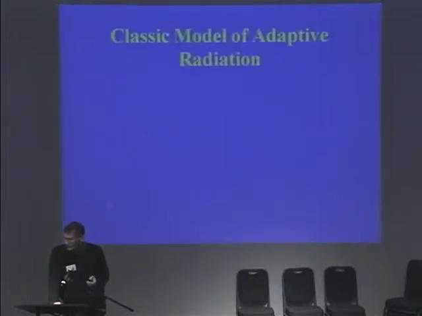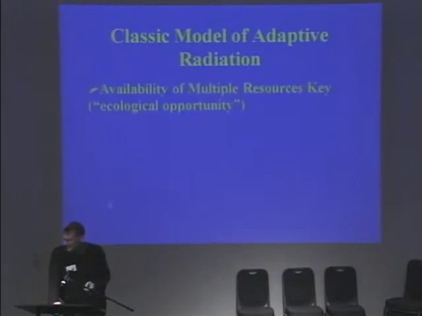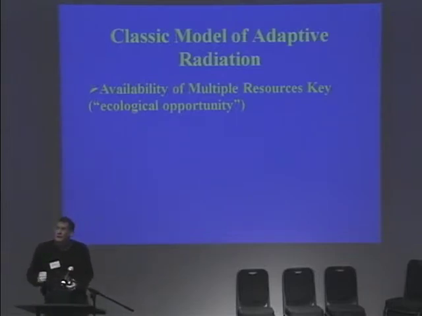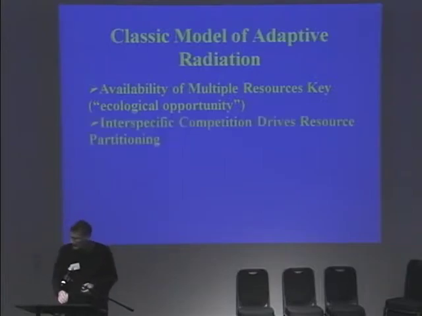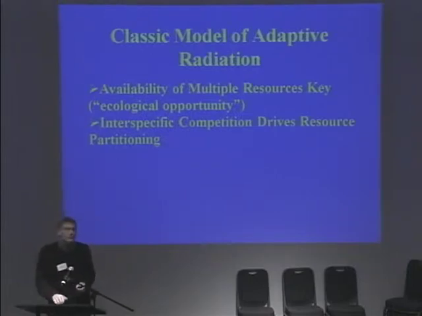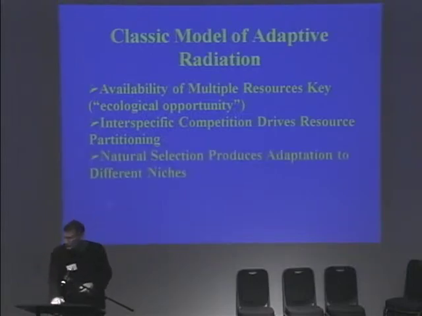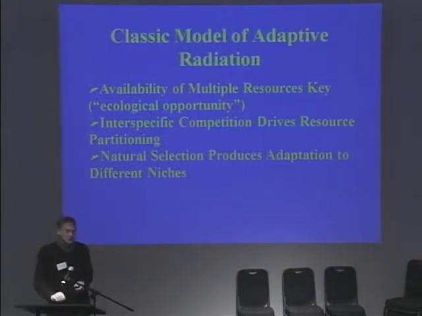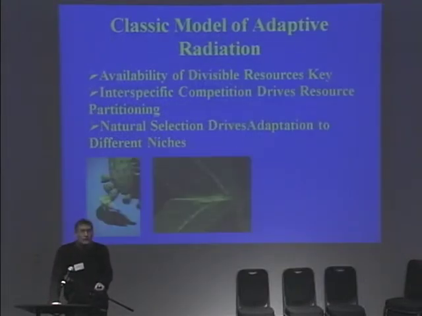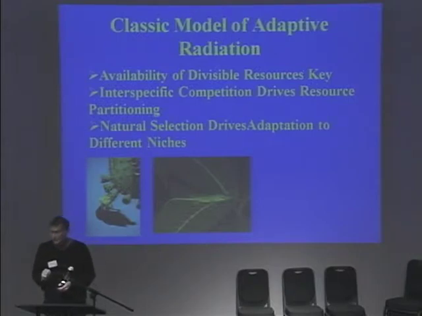There are three basic points underlying this idea. The first is that there is an availability of multiple resource types that can be utilized, what is commonly now being called ecological opportunity. Secondly, interspecific competition is the process that drives different species to use different parts of this resource spectrum. And then natural selection leads to adaptation, each species adapting to the resources it uses. Now, there are many well-developed case studies, certainly the Darwin's finches, the work of the Grants and others, that clearly show all these postulates to be correct.